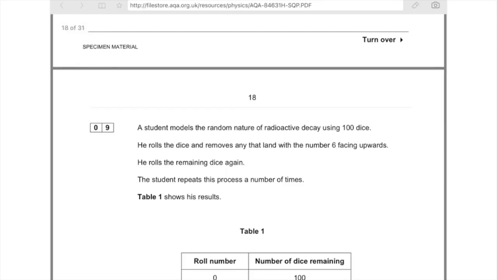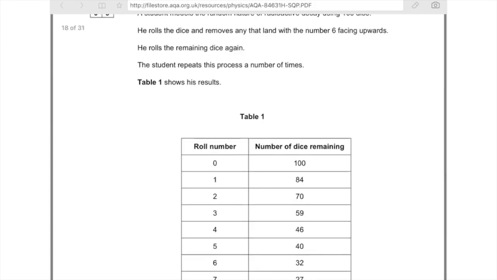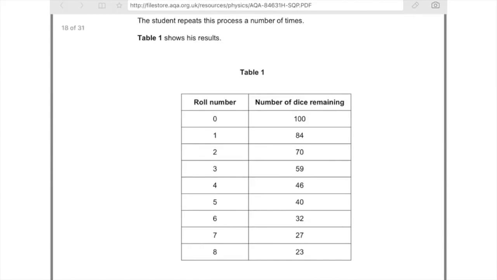9. A student models the random nature of radioactive decay using 100 dice. He rolls the dice and removes any that land with the number 6 facing upwards. He rolls the remaining dice again. The student repeats this process a number of times, and table 1 shows his results. So obviously when he didn't roll, he had 100 dice remaining. Then he rolled once and he had 84 dice remaining, so that means that 16 of those original 100 dice landed on 6, and he continues.